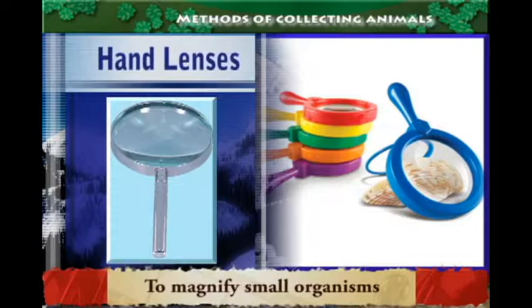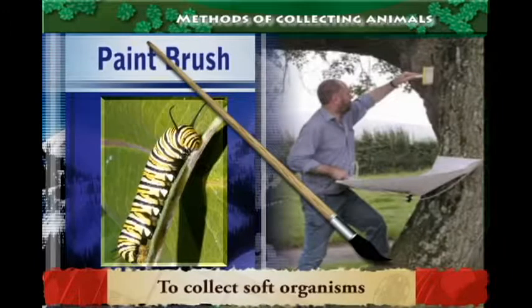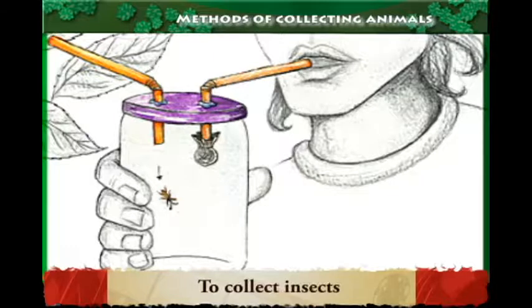And then we can use a pie dish, collecting organisms from the bush, from the ditches, and so on. We can use a paintbrush for delicate organisms like caterpillars that can end up bursting. We can use a kitchen sieve for collecting organisms from the water. Then we can use a porter, or what we refer to as a suction pipe. We have said that it has two pipes, one which goes into your mouth and another one you point at the insect and then you suck. The one which you use to suck has a mosquito net inside, so as not to allow the insect to come into your mouth.